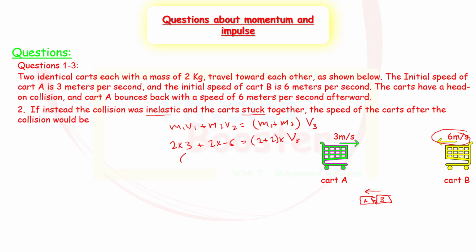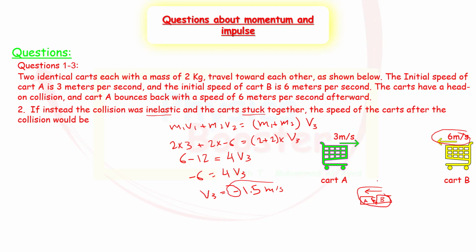So 6 minus 12 is going to be equal to 4 v3. Okay, so -6 is equal to 4 v3. And we can say in this case that v3 is equal to -1.5. Okay, what does the negative sign indicate? Well, it indicates that the final velocity is negative, therefore it means that it's going to the left.